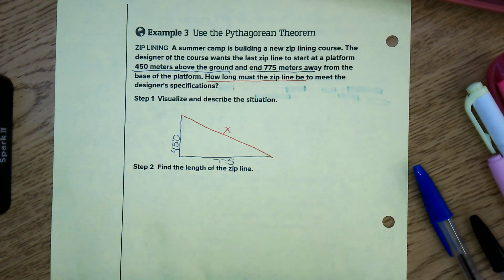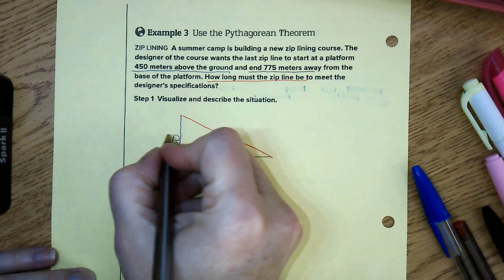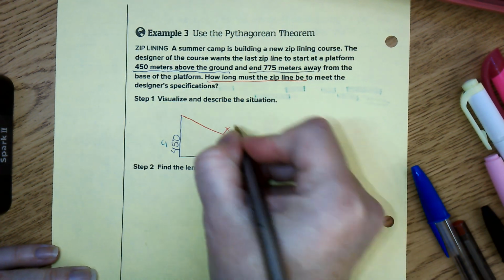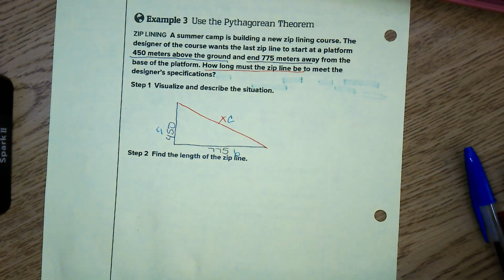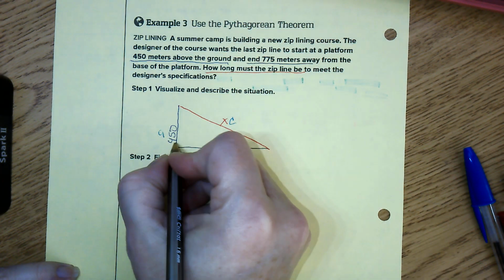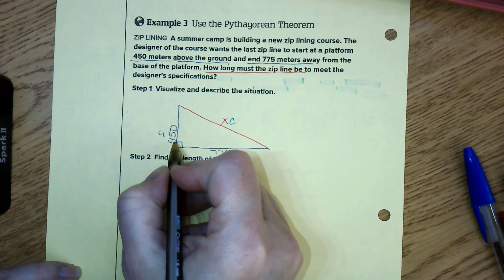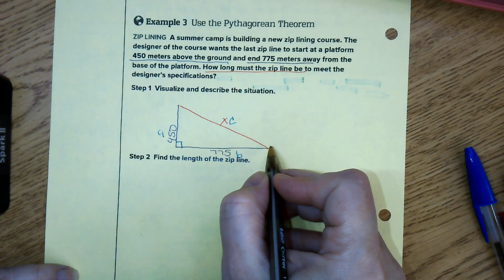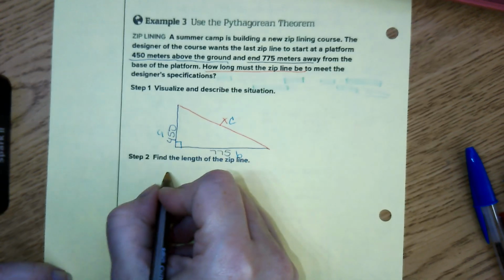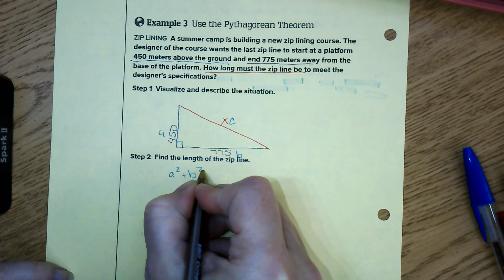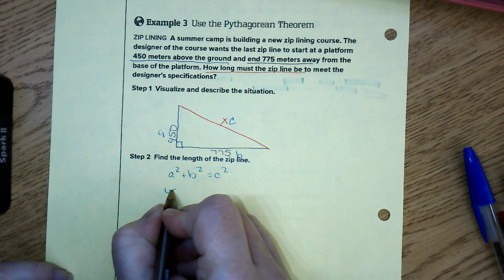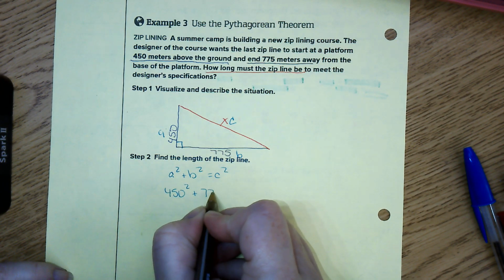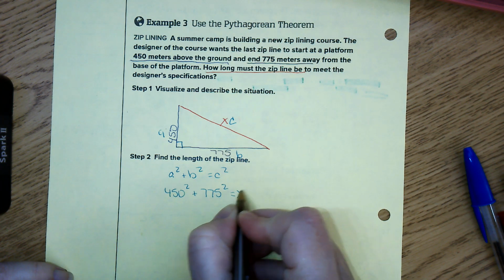All right, well, we have got our A, B, and C. I always try to draw a picture of any word problem I have to help me visualize it and make sure I keep all of my math straight. So it is a right triangle because hopefully the platform is vertical straight up and down, and hopefully your ground is straight across. So it's A squared plus B squared equals C squared. And we're going to fill in what we've got. We've got 450 squared plus 775 squared equals x squared.